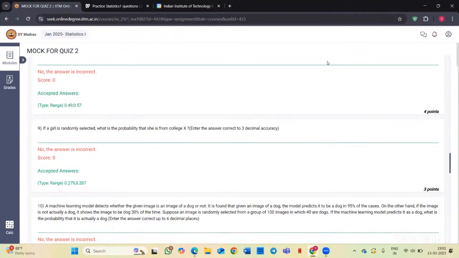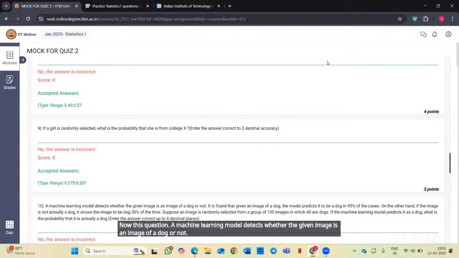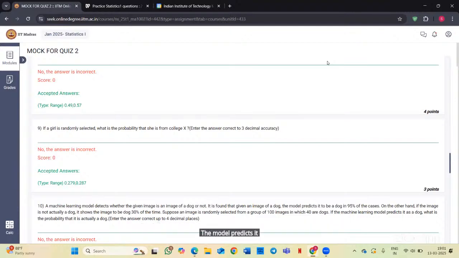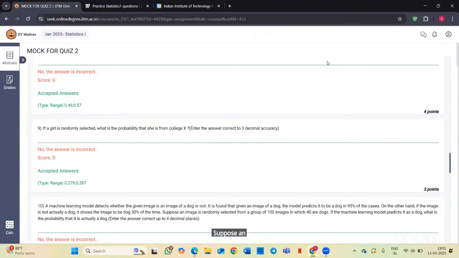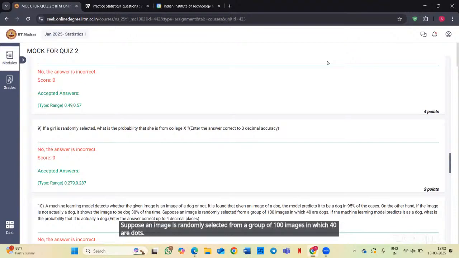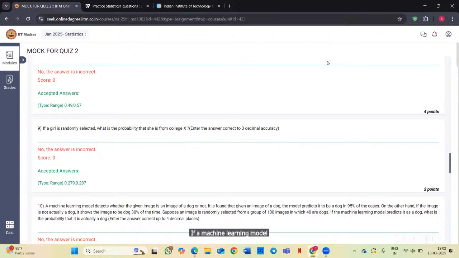Now this question. A machine learning model detects whether the given image is an image of a dog or not. It is found that given an image of a dog, the model predicts it to be a dog in 95% of the cases. On the other hand, if the image is not actually a dog, it shows the image to be a dog 30% of the time. Suppose an image is randomly selected from a group of 100 images in which 40 are dogs. If a machine learning model predicts it as a dog, what is the probability that it is actually a dog?